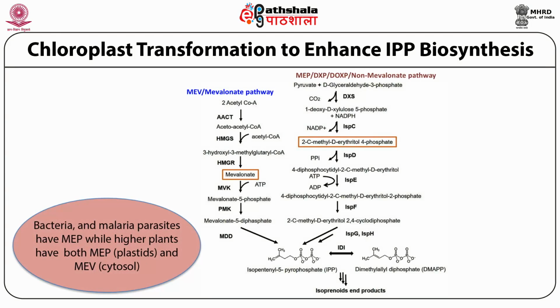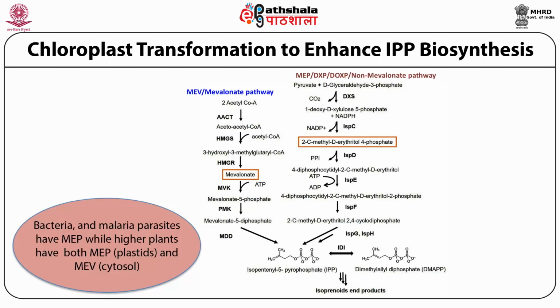One application we can mention is to enhance IPP biosynthesis, which is known to biosynthesize more than 50,000 molecules. In plants, there are two pathways to produce IPP, which is isopentenyl pyrophosphate.